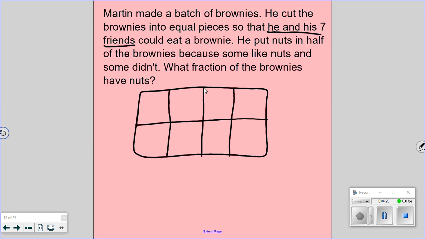Alright, so we've got our 8 pieces. But that's not what our problem is asking us. It's not asking us how many pieces there are. What is our problem asking us?